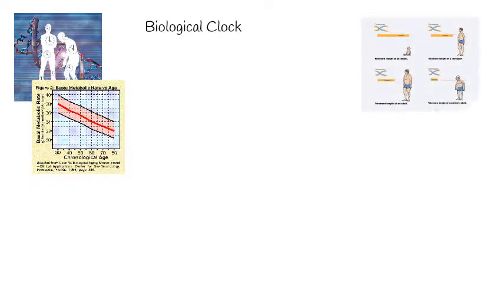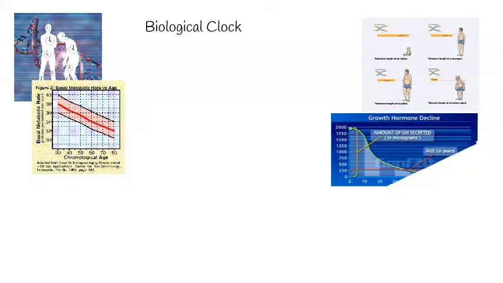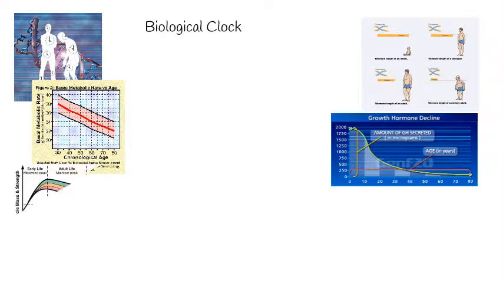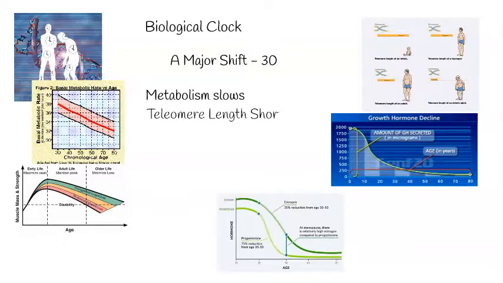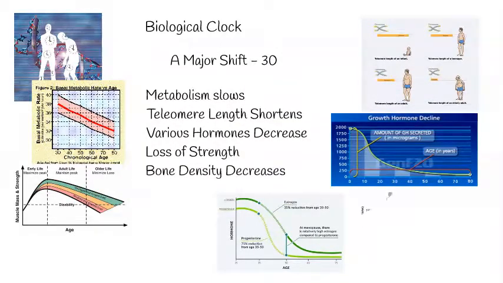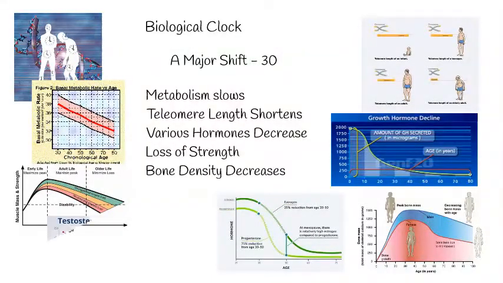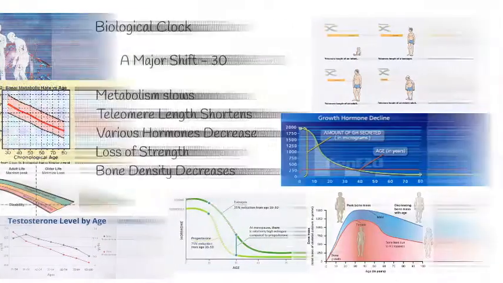There are a lot of studies and corresponding charts and graphs. They confirm several things. First, we are governed by a biological clock, biological aging, which can be defined as the time-related deterioration of the physiological functions necessary for survival and fertility. A major shift occurs in our biological clock around the age of 30. Our basal metabolic rate declines, our telomeres start shortening, hormones decline, we lose bone density and muscle mass. You will notice a similarity in the downward angles of these various charts and how it relates to various age groups.